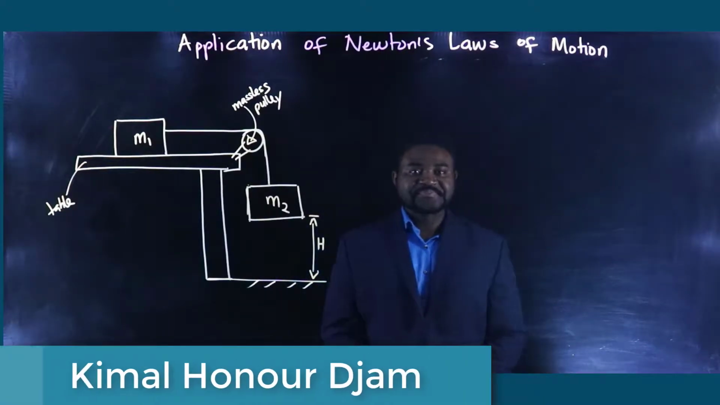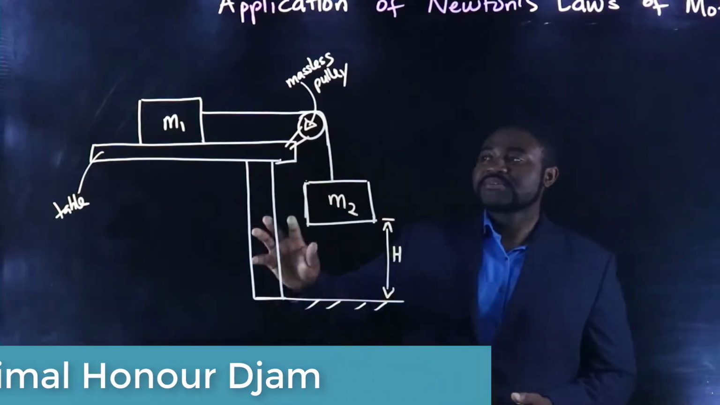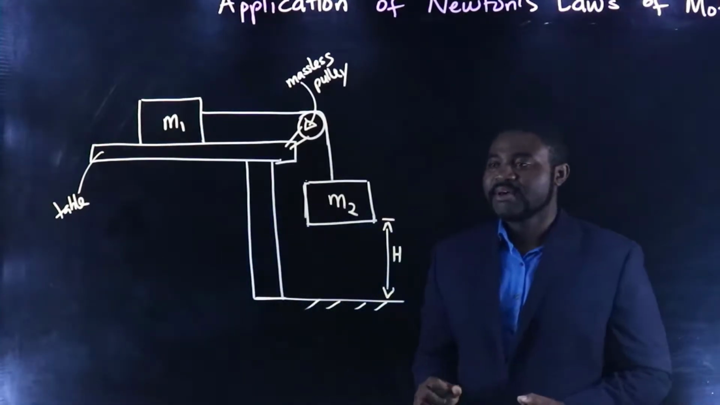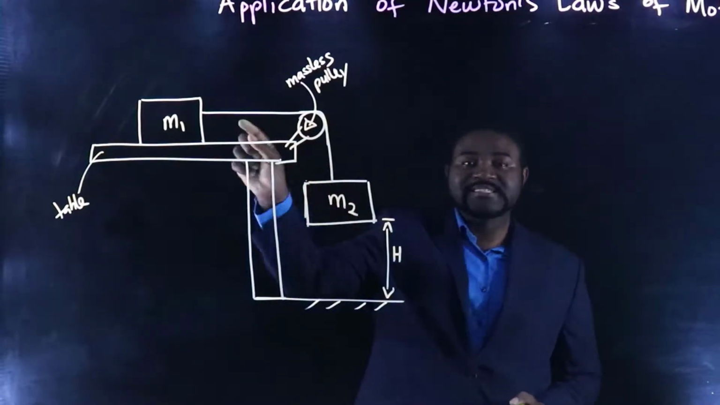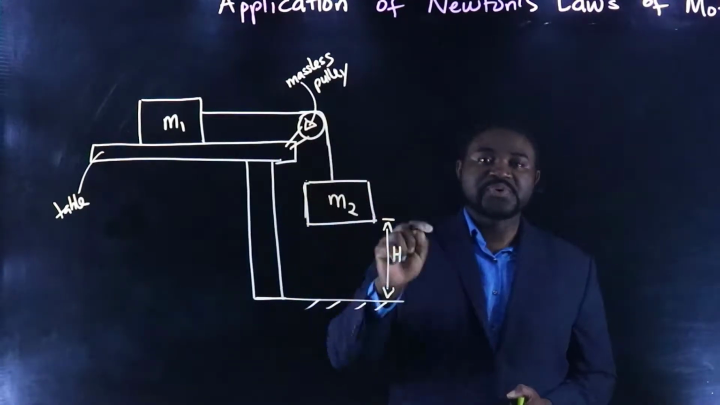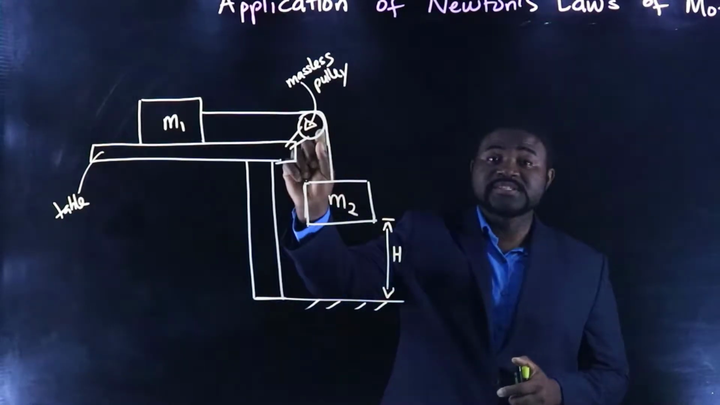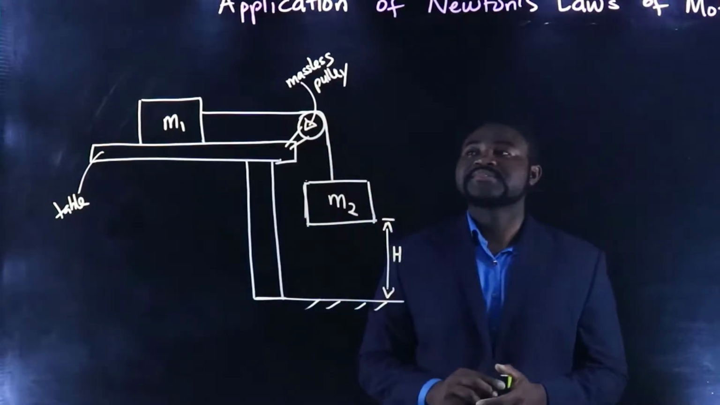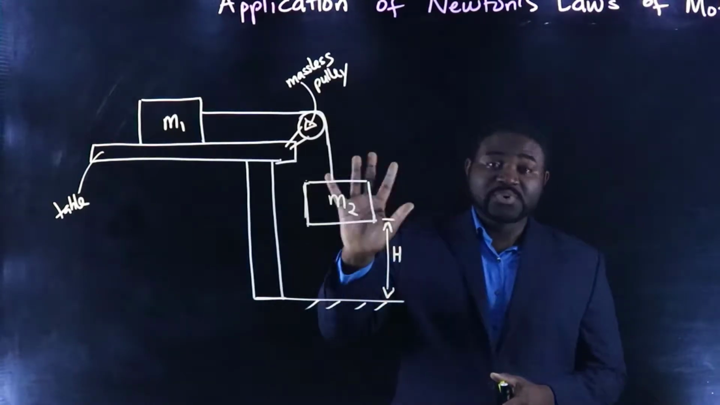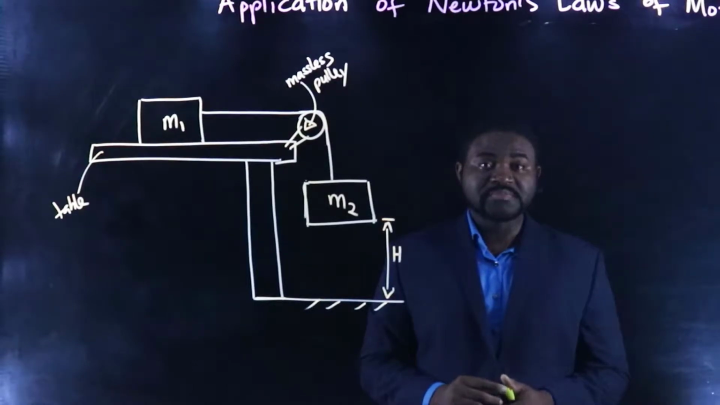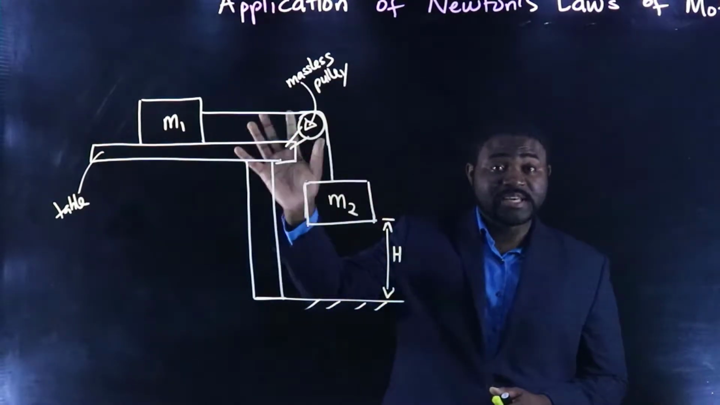Hi everyone. In this pulley problem, we have two blocks, M1 and M2, connected by an inextensible string over a pulley. Now, you should note that the pulley itself is massless. When we get to rotation, pulleys will become massive, and that will play an important role in the system.